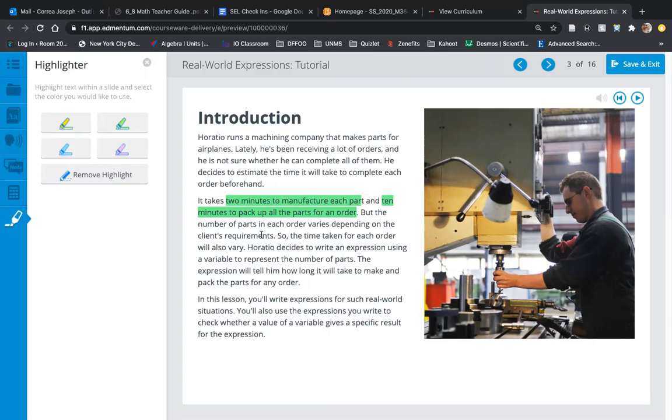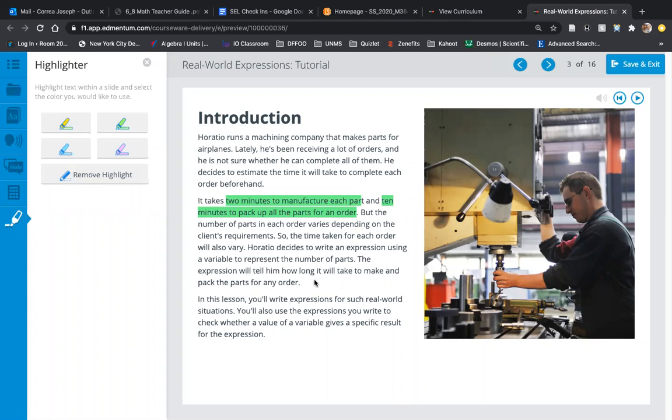It says, but the number of parts in each order varies depending on the client's requirements. So the time taken for each order is also going to vary. If he's making fewer parts, it's going to be faster than if he's making more parts. So we have some variability there. That's why we would include a variable to represent how many parts he's making. It says, if he's able to make an expression, that's going to tell him how long it's going to take to make and also pack the parts for an order.